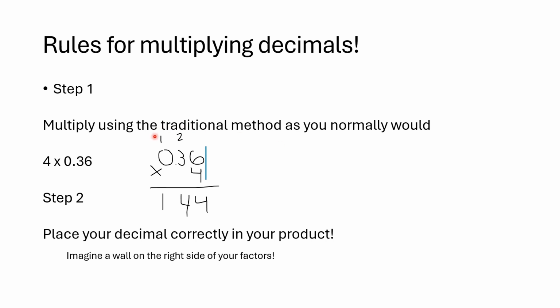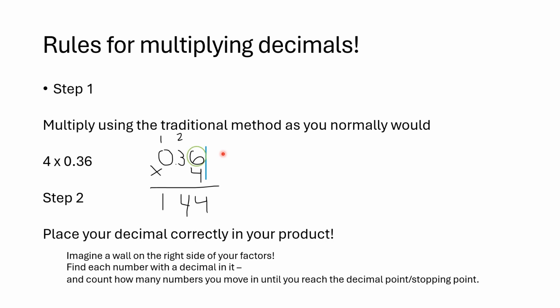Okay, let's start with the top row here. I am starting at the wall here and moving in until I reach the decimal point. Let's count. 1, 2. Okay, great. We have reached the decimal point, so we cannot go in any more spaces. So that is 2 decimal places.